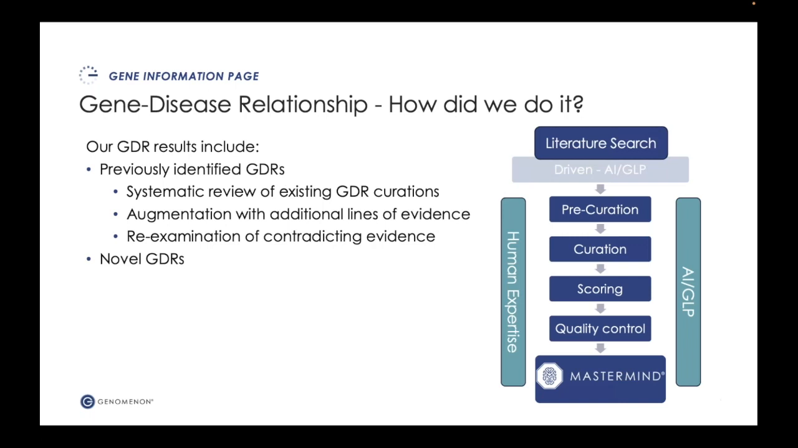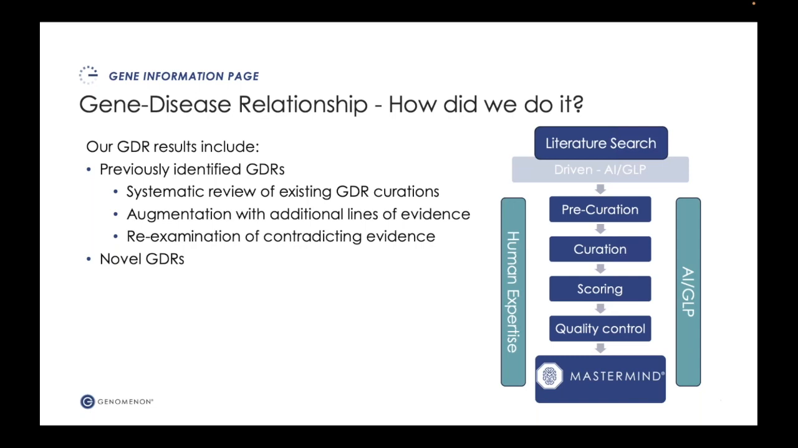Next slide. When we look at the results of our gene disease relationships up to date, we really have two different categories of information. The first category is just previously identified gene disease relationships. We know this data exists out there. There's other institutions also putting efforts towards this work. And when we look at previously identified gene disease relationships in our process, we begin by performing a systematic review of the existing curations associated. We want to make sure and have a very good understanding of what the community knows. We want to know about the phenotypic spectrum and inheritance pattern and disease mechanism and all of those relevant pieces of information.